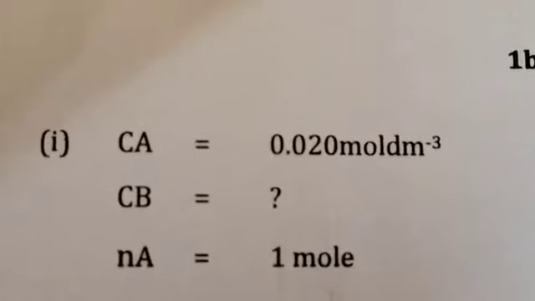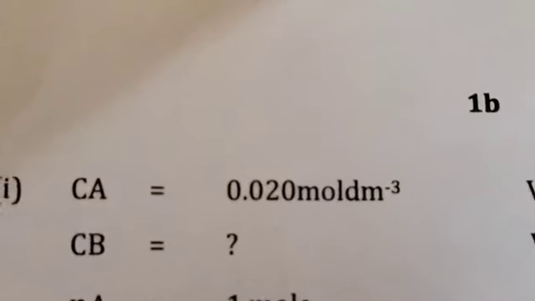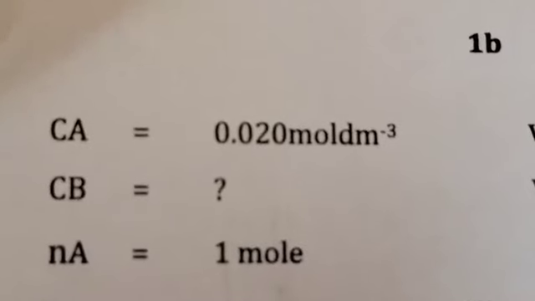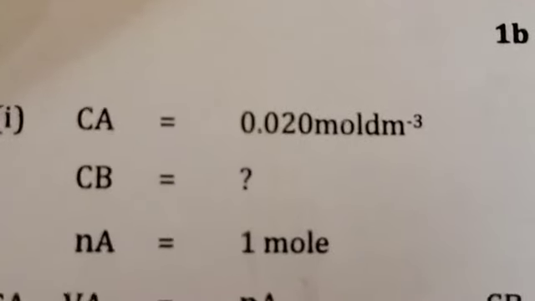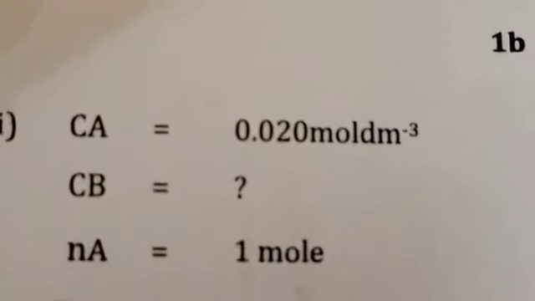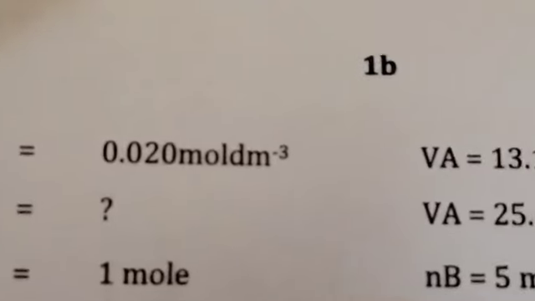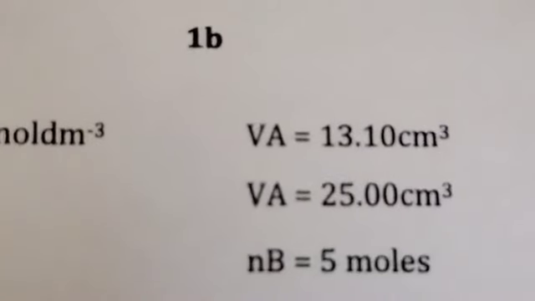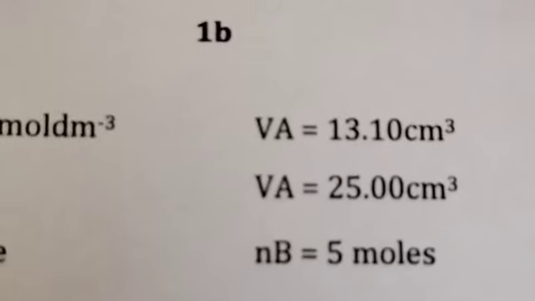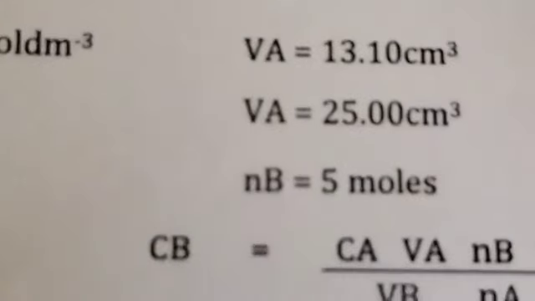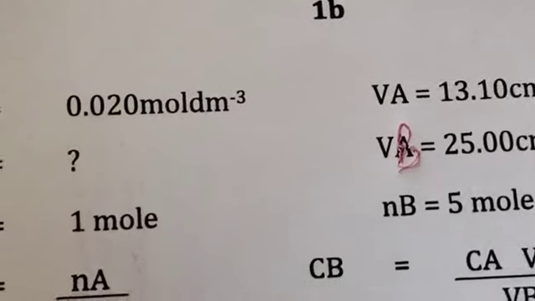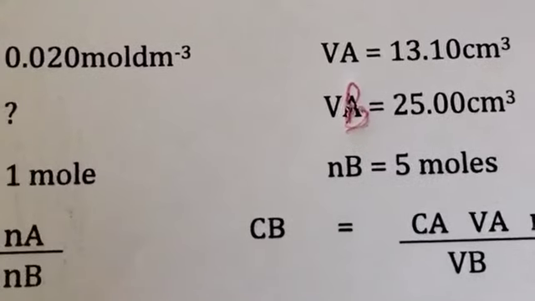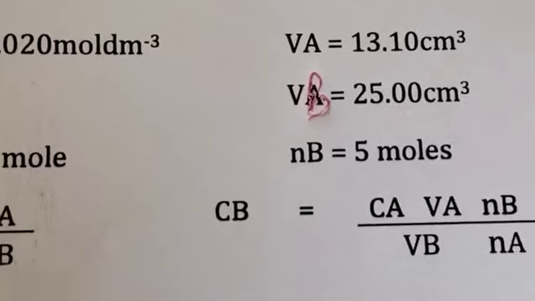Question 1bi. To find CB, our CA is given to us as 0.020 mole per dm cube. Our CB is unknown. You can see the question mark there. And NA is the number of moles of the permanganate ion, which is 1 in the balanced equation. Our VA from our table is 13.10. As a student or teacher, your VA will vary, so you don't expect the answers to be the same. And our VB, error corrected, our VB is 25.00 cm cube, and MB is the number of moles of iron 2 in the equation, which is 5 moles.